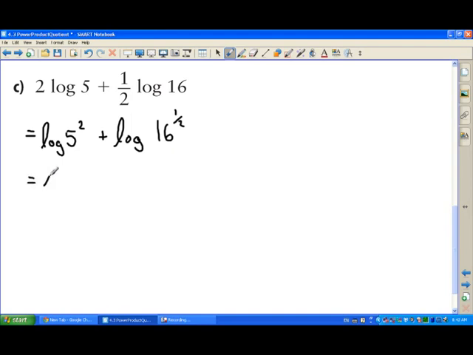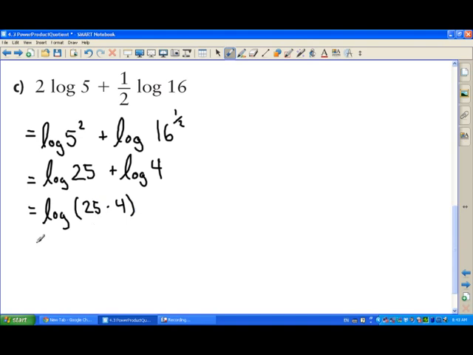Evaluate these. This is the logarithm of 25 plus the common logarithm. And remember, powers of 1/2 means square root. So this is the square root of 16, which is 4. So the logarithm of 25 times 4 becomes the logarithm of 100. 10 to some power equals 100 on your calculator, or working algebraically, that would be a final answer of 2.